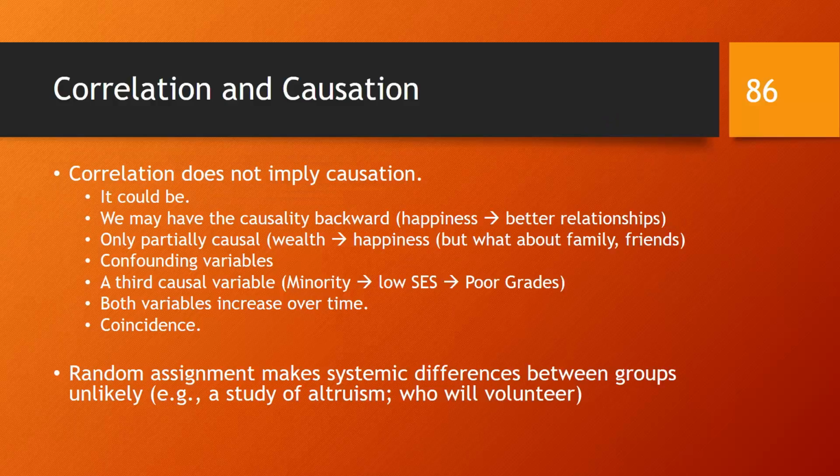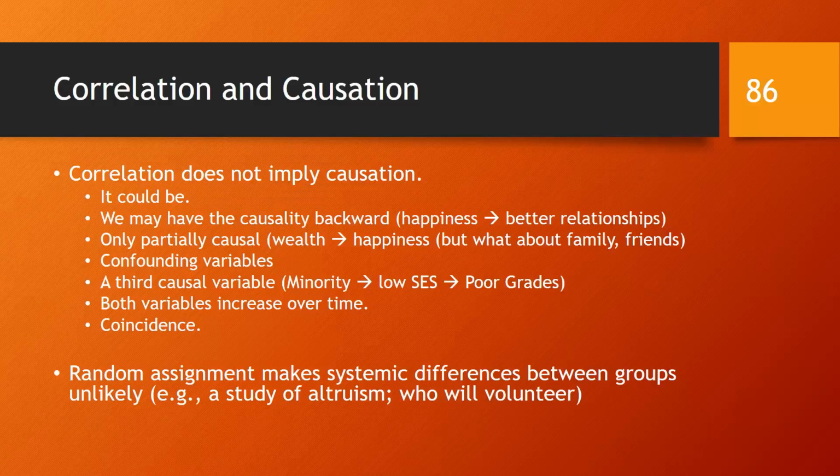Correlation may not take into account confounding variables or a third causal variable. Both variables may increase over time naturally, such that their correlation is meaningless. Finally, the relationship we may have found may be due to coincidence. If we can show that one variable leads to another, in both the presence and absence of other possible causal factors, we have more reason to believe the relationship might be causal.